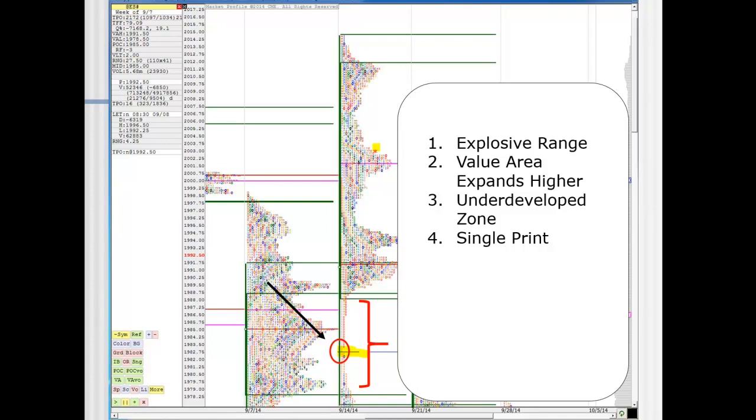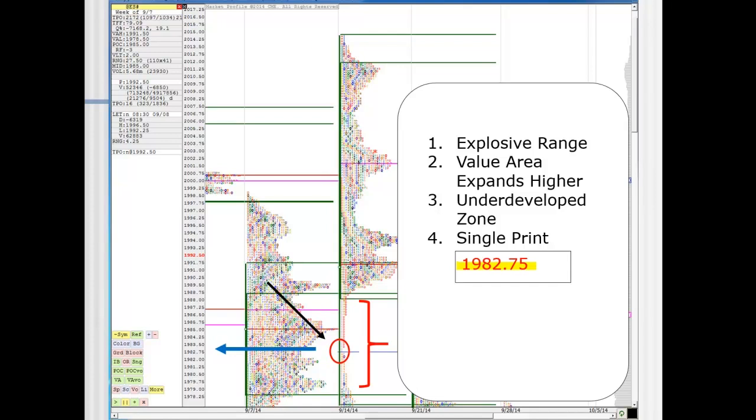Now, what else do we observe and see on this auction? If you take a look, the single print I've identified here at 1982.75, and the reason we have identified it is, of course, because we will be using it in our analysis, and you'll see how helpful it will be for us.